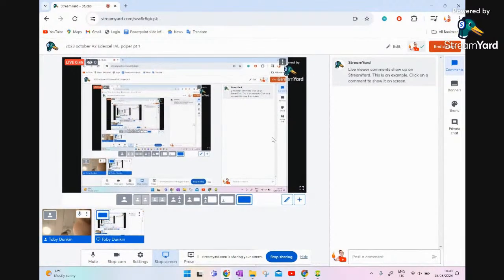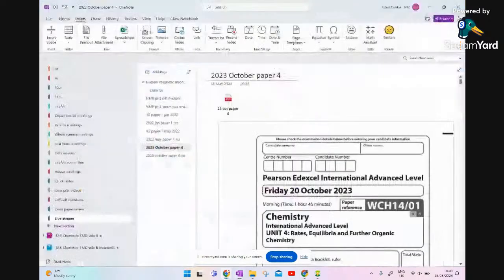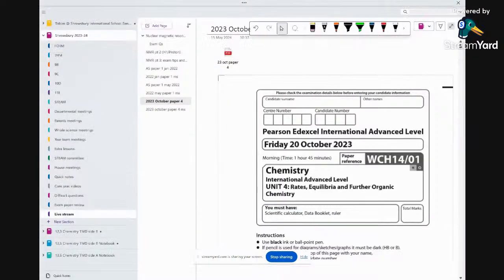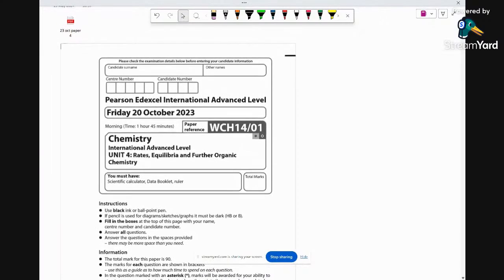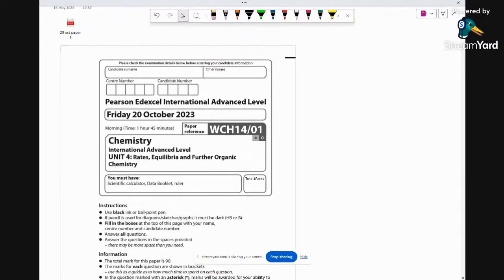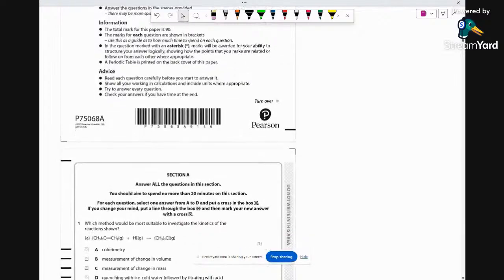Now, I do want to point out here, everybody, I do not pretend to be flawless. I will make mistakes, and if I do, forgive me. I sit the papers as if I'm doing it. I do have the mark scheme ready to look at the end of the MCQ section, but I have not looked at the mark scheme as yet. So I will probably make mistakes. A2 is hard. I don't care what anyone says. A2 is tough. Okay, October 2023, Unit 4, rates, equilibrium, further organic. Let's crack on, folks.